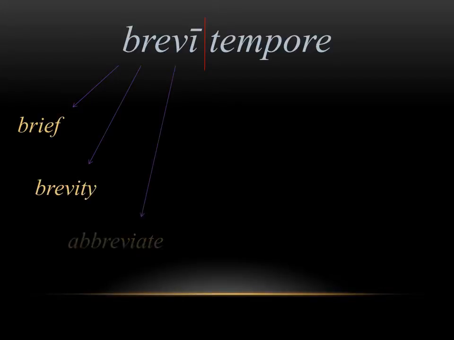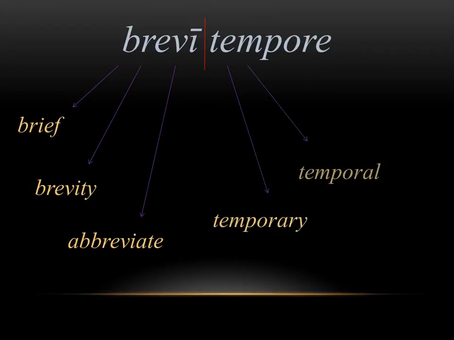Brevi tempore is a phrase that we want to split in two. So brevi is a word that gives us derivatives such as brief and even brevity. And it also has abbreviate. And all three of these have to do with shortening your words or making something shorter. Tempore, on the other hand, is where we get temporary, temporal, and also tempo. And these words all have to do with time in English. And if you put it together, you can see the Latin phrase makes a lot of sense: in a short time, as you have those two roots.